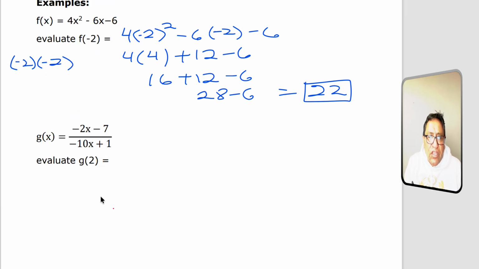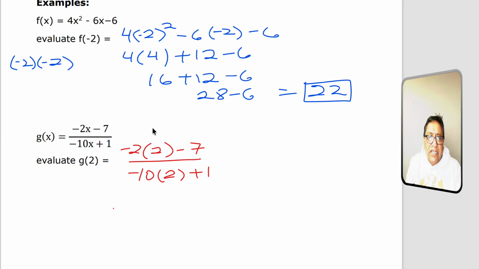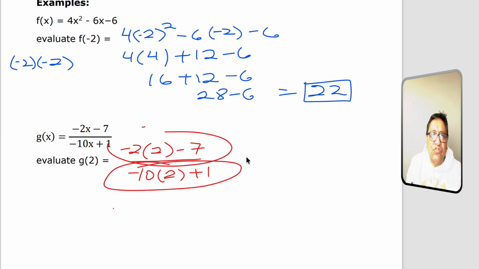I like red. So again, we have a g of x. This is a function, and it's equal to negative 2x minus 7 divided by negative 10x plus 1. So we will compute when x is 2. In other words, negative 2 times 2 minus 7, over negative 10 times 2 plus 1. Now remember, we said this numerator is one group and this denominator is another group, so we need to solve by groups.